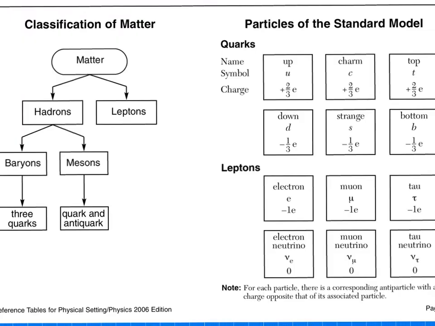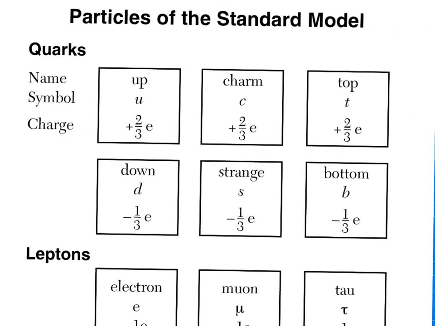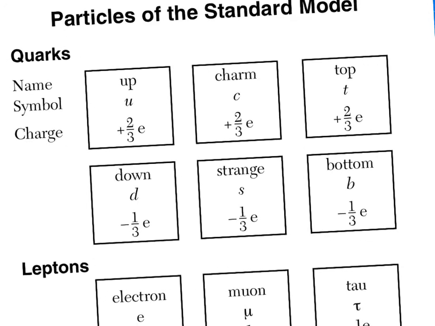Now we're going to make mesons. Mesons are comprised of a quark and an antiquark. So what the heck is an antiquark? Well, if we look at the quarks, an antiquark is just the negative of the quark.